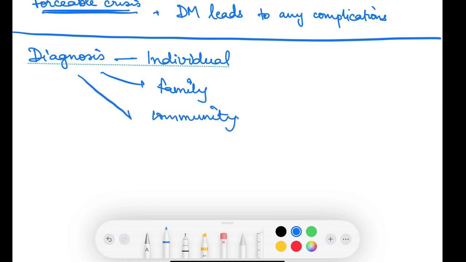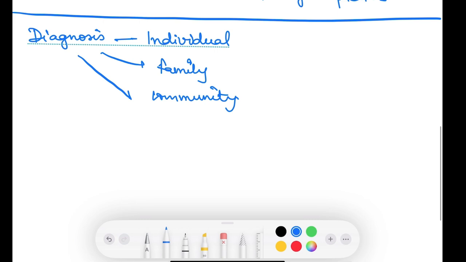In this, we always don't have all of them, individual, family or community. We can have any of them: either family and community, or individual alone, or family and individual, community is not there, or individual is not there, family and community are there. Then we will make diagnosis based on that.